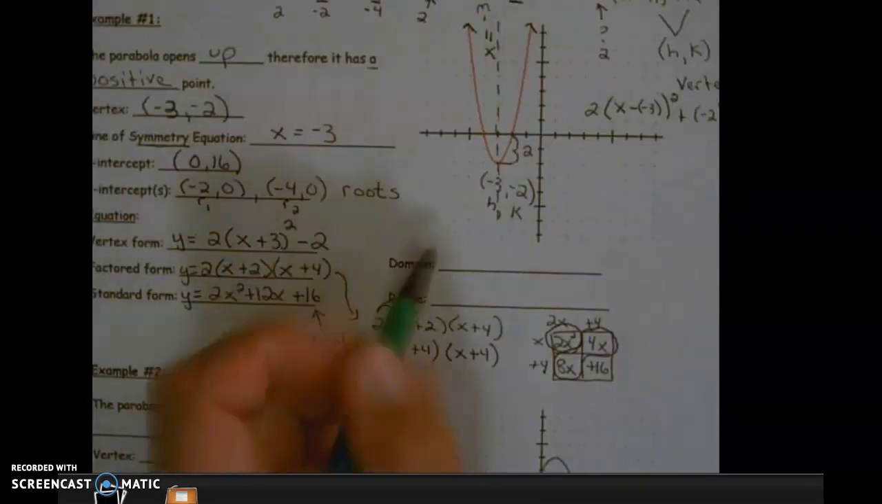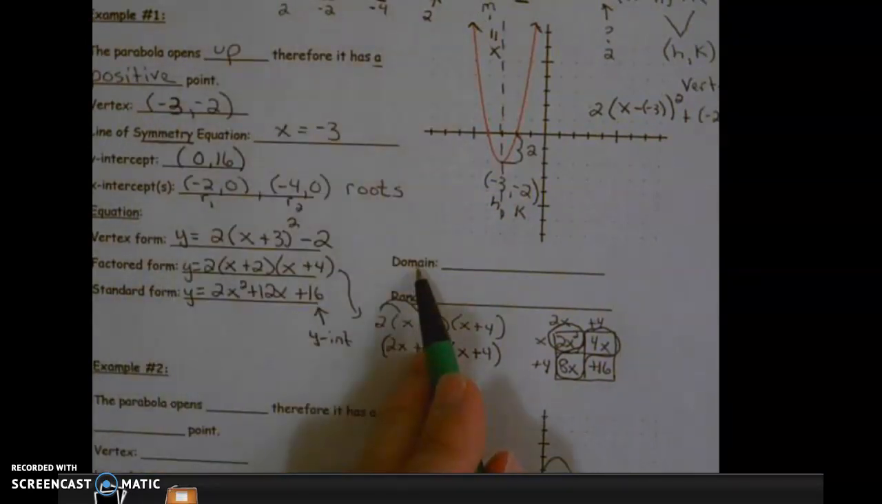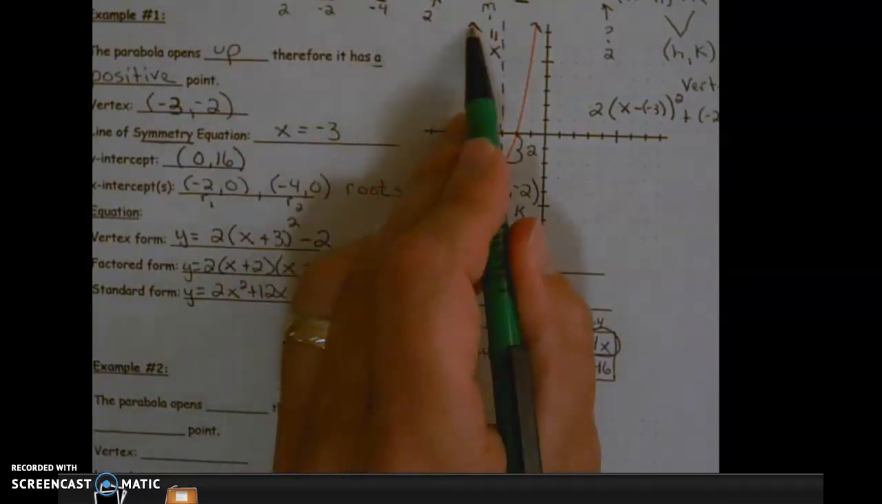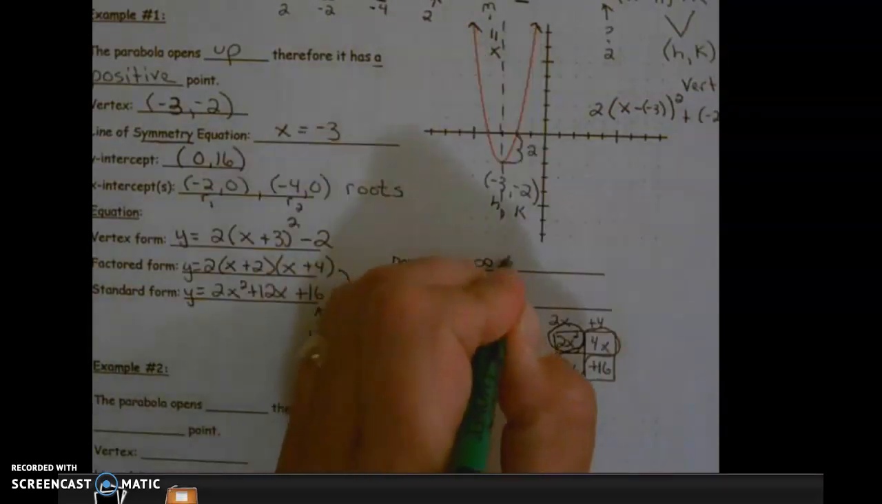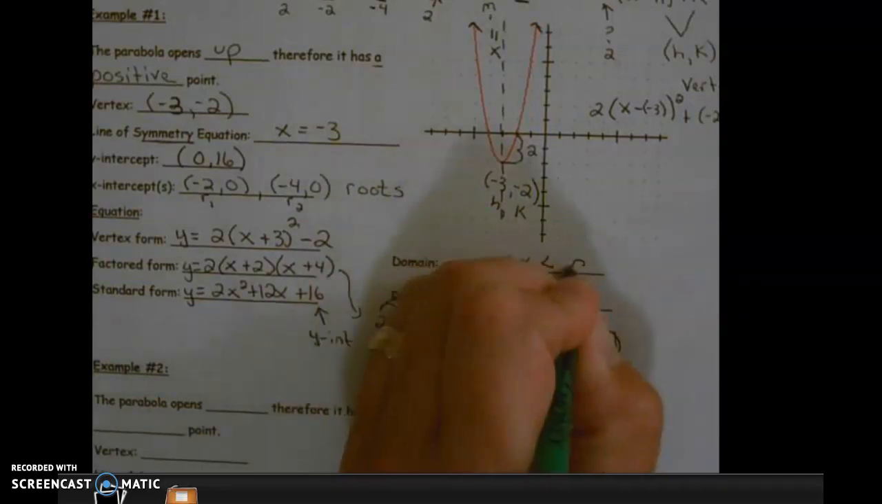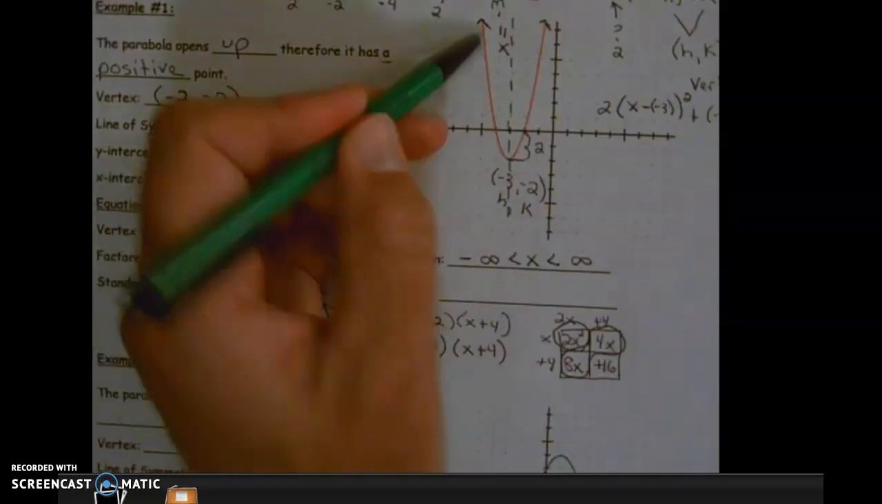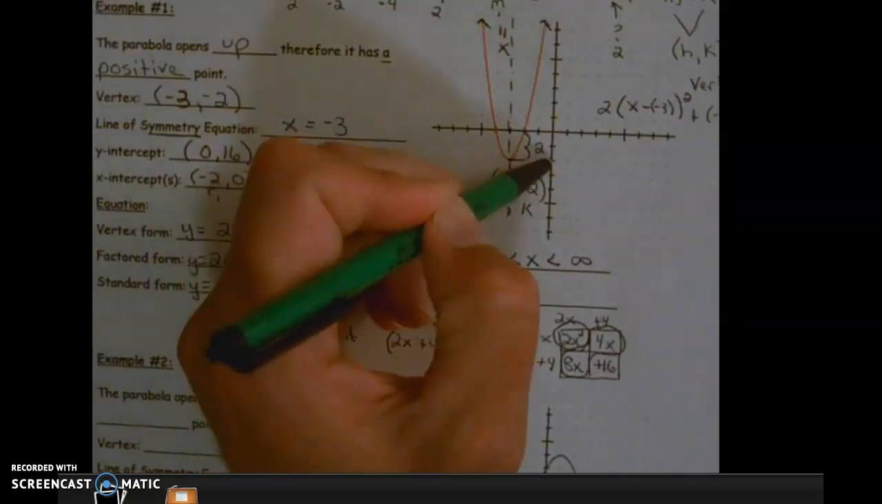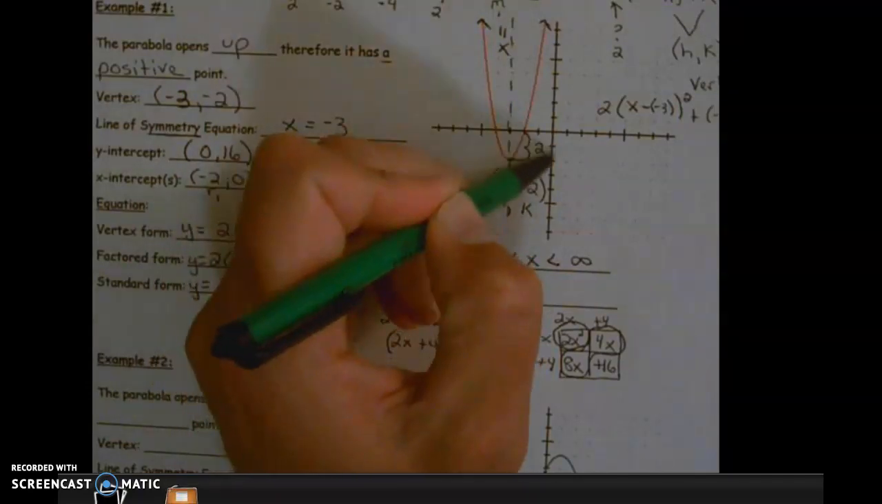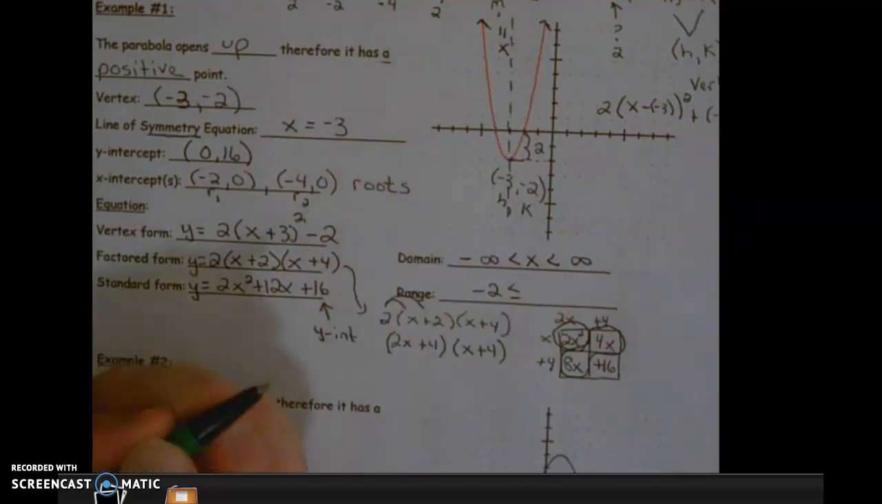Okay, domain. We've already learned this, but I know some of you struggle with domain and range, so we'll do this really quick. Domain is left to right, arrow on the left, arrow on the right. So left infinitely, right infinitely. Range, lowest to highest. So lowest is going to be at -2. If you count down, it's a closed dot, so it needs an equal sign. Highest is an arrow.